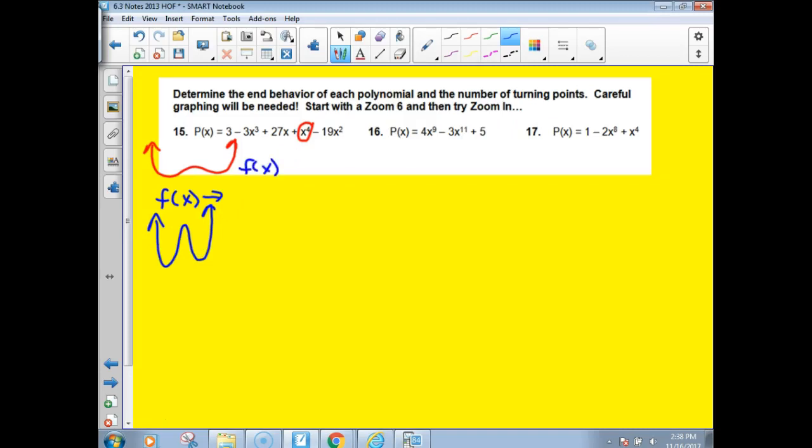So f of x approaches infinity as x approaches negative infinity, and f of x approaches infinity as x approaches infinity. That's how you write it. How many turning points did it have? 3. Okay? That's all you had to figure out.